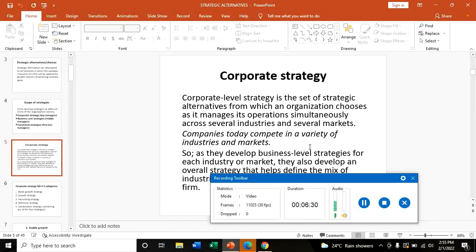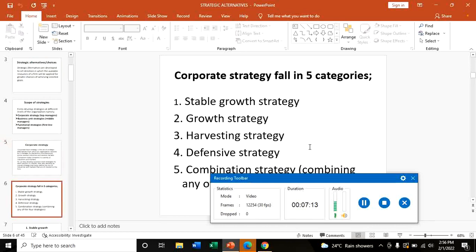If Coca-Cola is an international company, one, it is competing the world over. That is the same industry, but different markets. Different markets have different needs. That is why it will go an extra mile to introduce different brands. When they introduce these different brands, they're expanding their presence, but at the same time they are going into different markets, because when they introduce water, they face different competitors. When they introduce juice, they are facing different competitors. However, as they develop business level strategies for each industry or market, they also develop an overall strategy that helps them to cope in the different industries that they are surviving in.